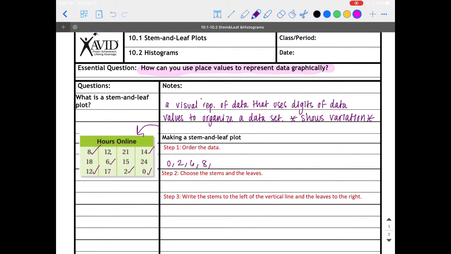After that, it looks like 14. Oops, I skipped 12 two times. 12, 12, 14, 15, 17, 18, and it looks like 21 and 24. It's always a great idea to count up the data set and make sure you have the same number of values on each, so we can make sure we didn't make a silly mistake and skip a value. So I have 1, 2, 3, 4, 5, 6, 7, 8, 9, 10, 11, 12. Over here I have 3, 6, 9, 12. So we're all good. Let's move on.